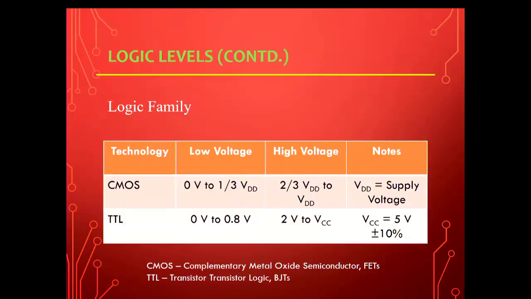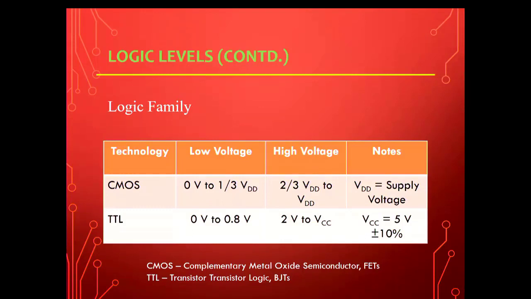Moving on to the next slide. Logic family. The 2 most popular families for ICs are CMOS and TTL. And again, CMOS is the complementary metal oxide semiconductor FET. So the earlier animation that you saw was that of the FET. And then TTL, transistor-transistor logic, is BJTs, which is bipolar junction transistor. I believe when you take ECE 2201 microelectronics, you will learn more about these.